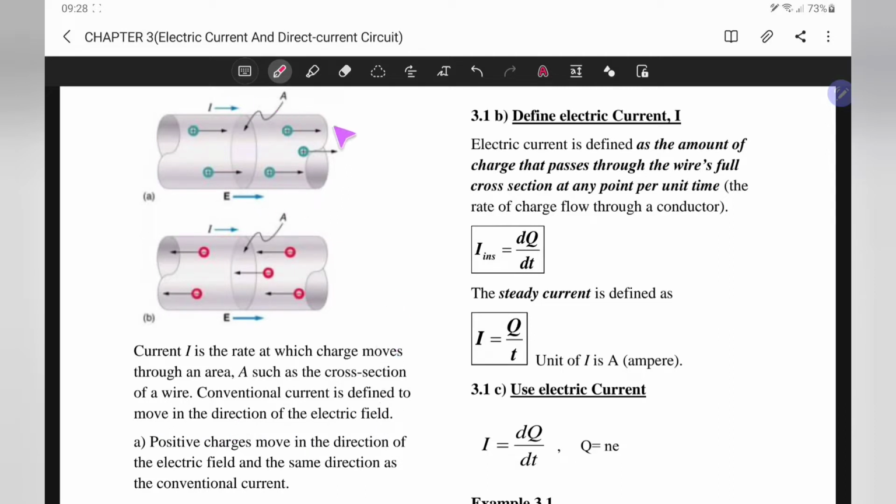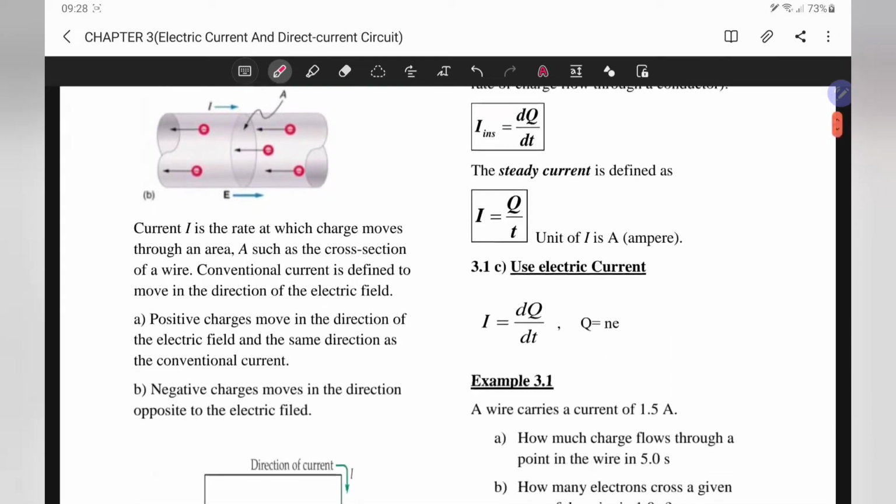Before this, we just assumed the current was like this, and we were talking about the flow of positive charge. But now, according to the latest one, we are talking about the flow of current where the carrier is an electron, which is negative. So it must be in the opposite direction of the current, actually.